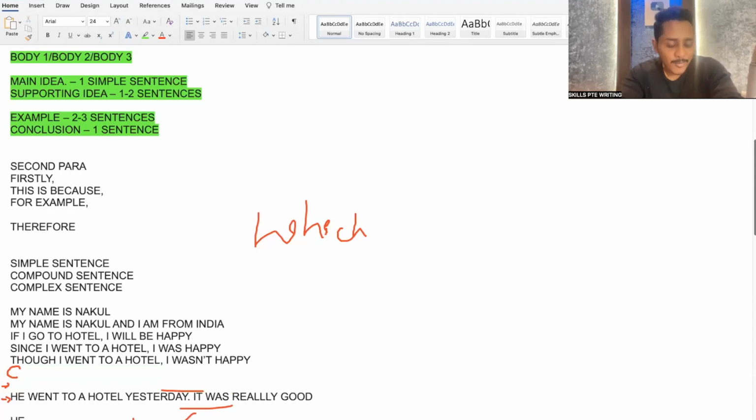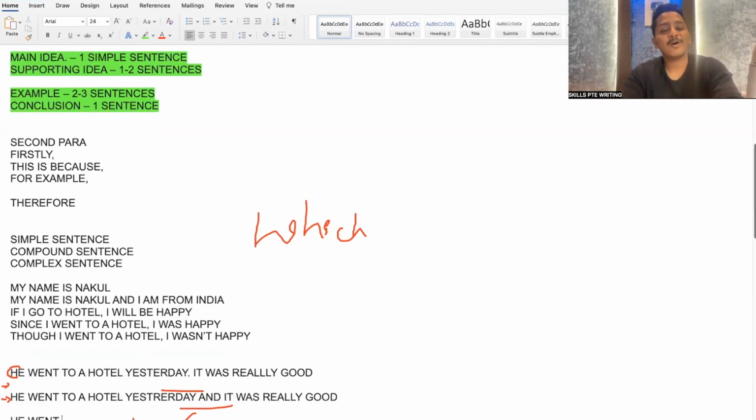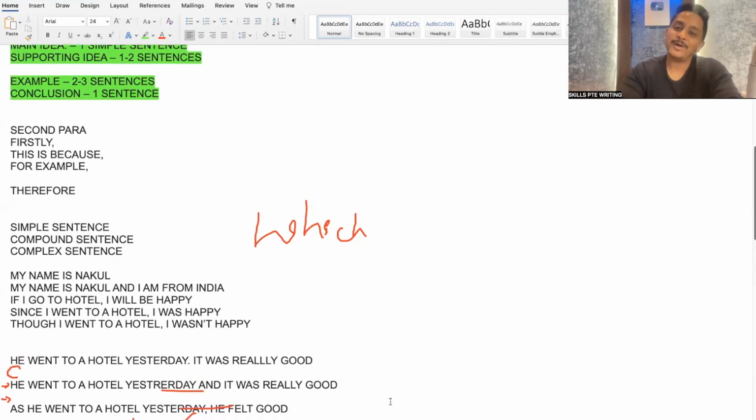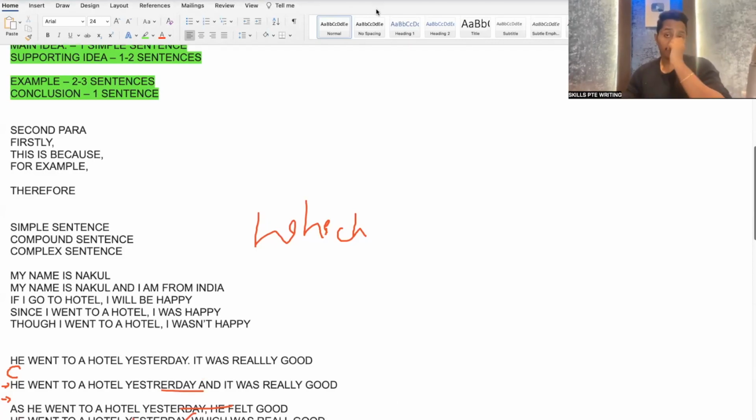Now you can write a compound sentence by adding: he went to a hotel yesterday and it was really good. Or you can make it a complex sentence: as he went to a hotel yesterday, he felt good. Or you can have one more complex sentence. Pay more attention. He went to a hotel yesterday, which was really good. This is also a complex sentence.